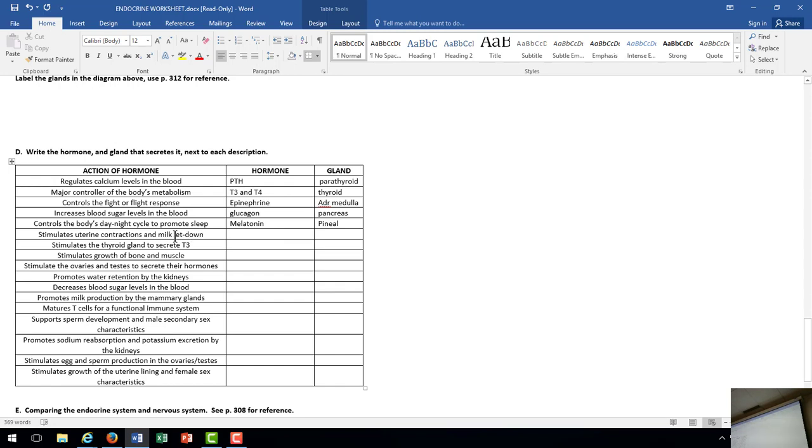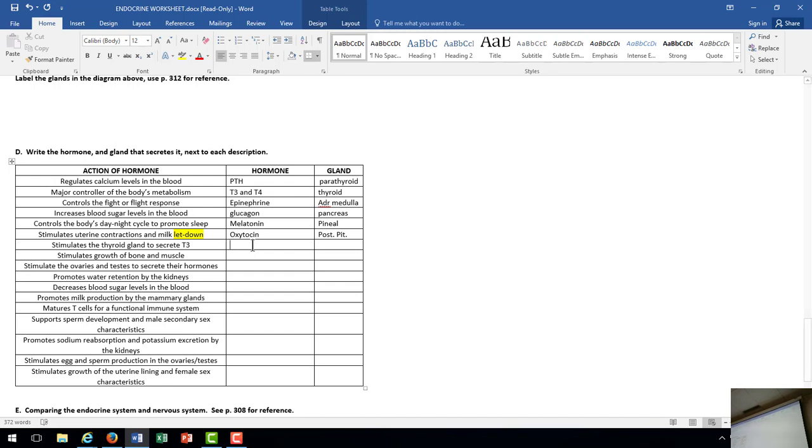All right, stimulating uterine contractions and milk letdown. So there's a difference between milk production and milk letdown. So milk letdown is due to oxytocin. And the gland for that, do you remember which gland that was? Yep, the posterior pituitary.